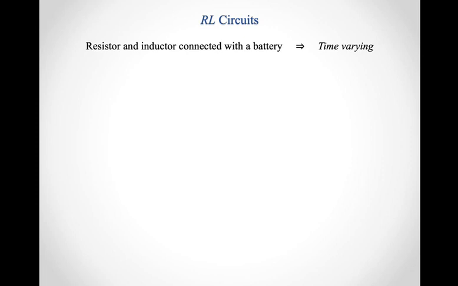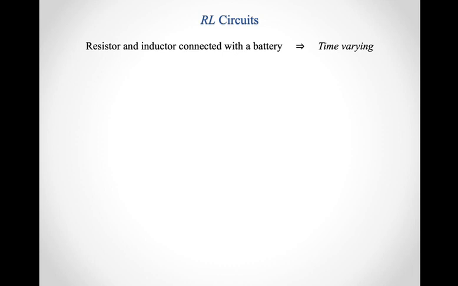Now that we've added the inductor as a new circuit element, we want to start to think about what happens when we put that inductor in with other elements into a circuit. And so we'll start by connecting inductors and resistors. So we'll start with what are known as RL circuits. Well, like what we saw with RC circuits, when we connected capacitors and resistors, when we connect inductors and resistors with a battery, we have a time-varying circuit.